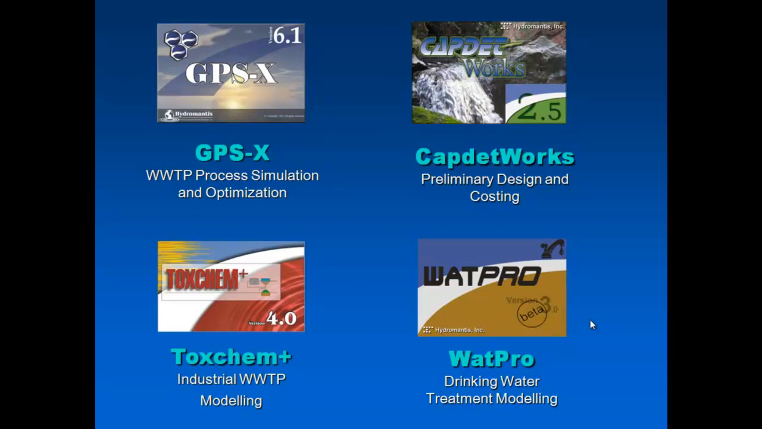And as you may know, we are specialists in the area of using modeling and simulation for engineering tools, for training and plant optimization. So we have 4 packages that we sell. GPSX is our sort of main flagship product that does wastewater process simulation and optimization. We also have a package called CapNetworks, which does preliminary design and costing. We also have ToxChem for the modeling of microconstituents and other chemicals in wastewater treatment plants. We have a new version of that coming out shortly. And we also have WattPro for doing drinking water treatment modeling.